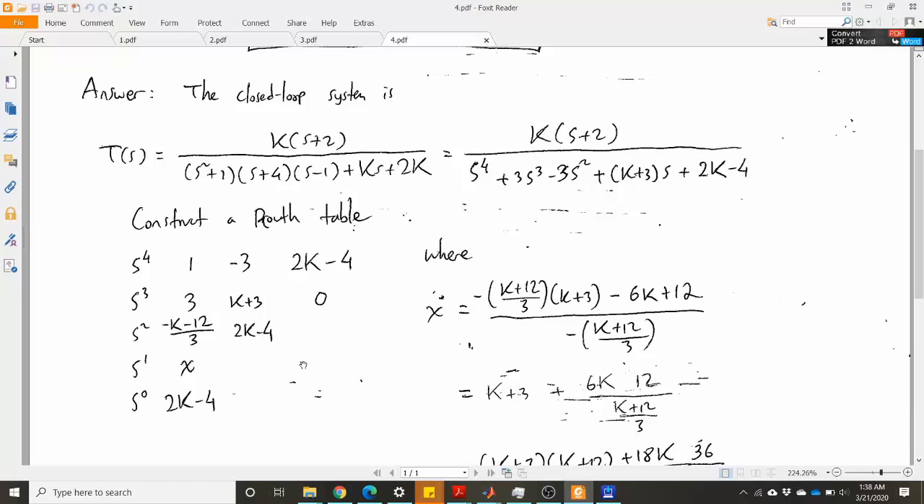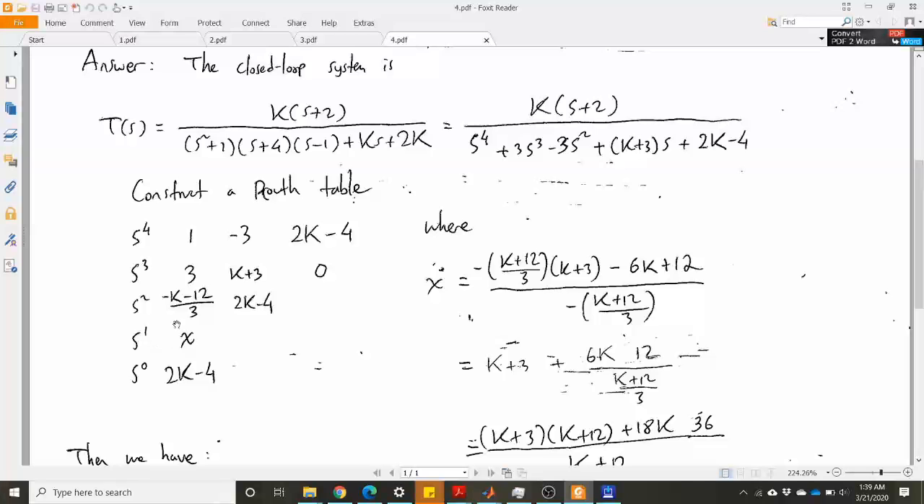Okay, the next step is to determine this constant right here. So we multiply 3 with minus 3, so minus 9 minus k minus 3, so minus k minus 12 over 3, and on this term is 3 multiplied by 2k minus 4 minus 1 times 0, so just 3 times 2k minus 4 divided by 3 is just 2k minus 4.